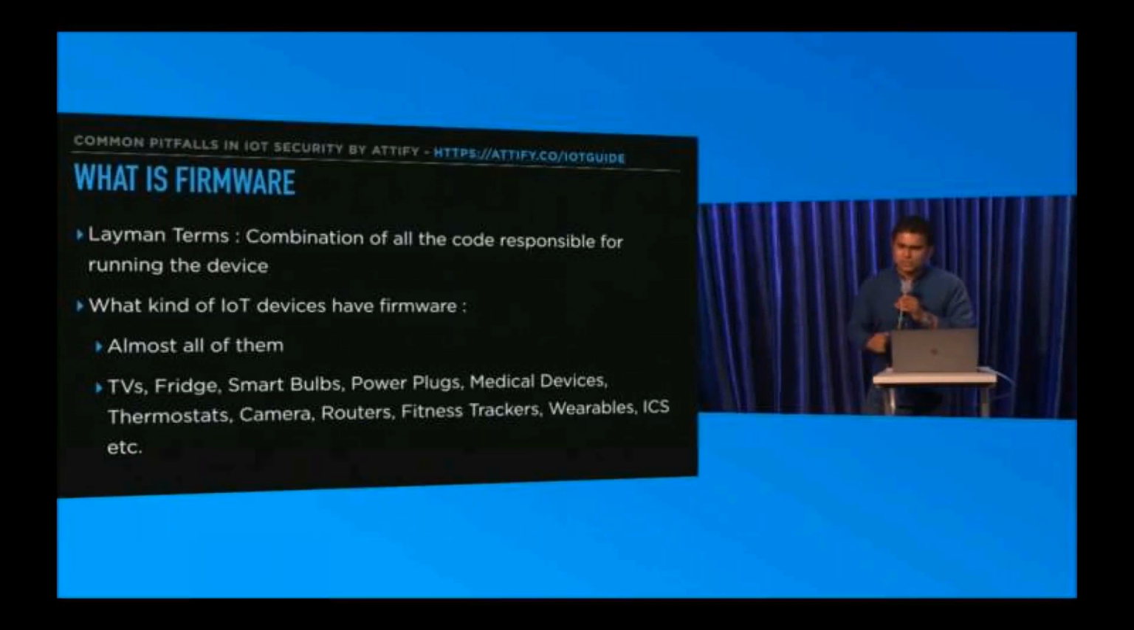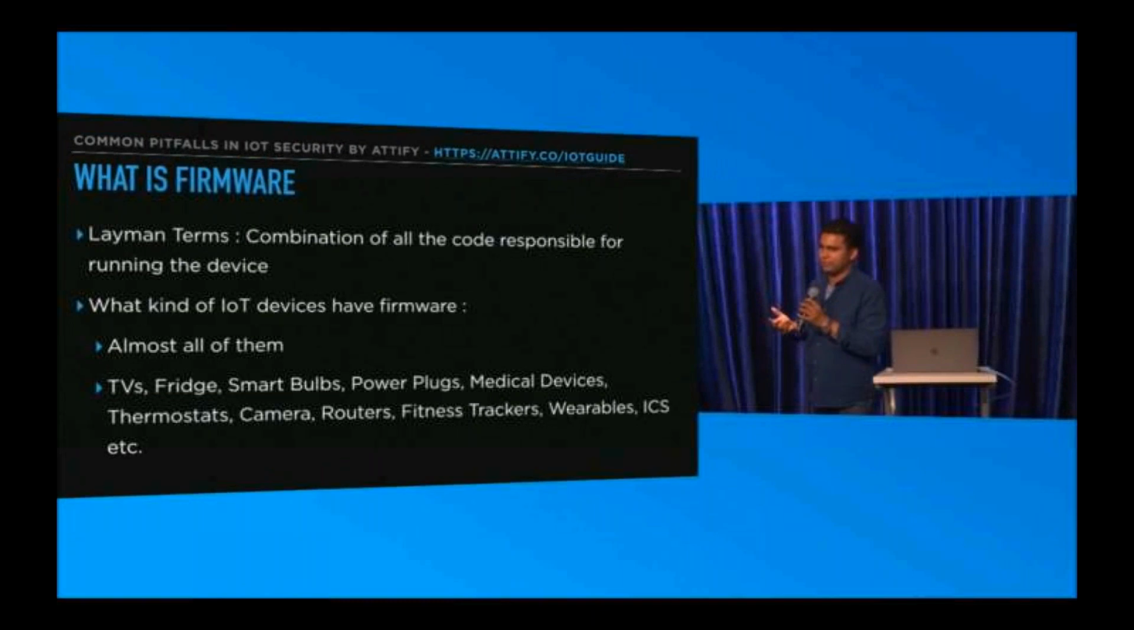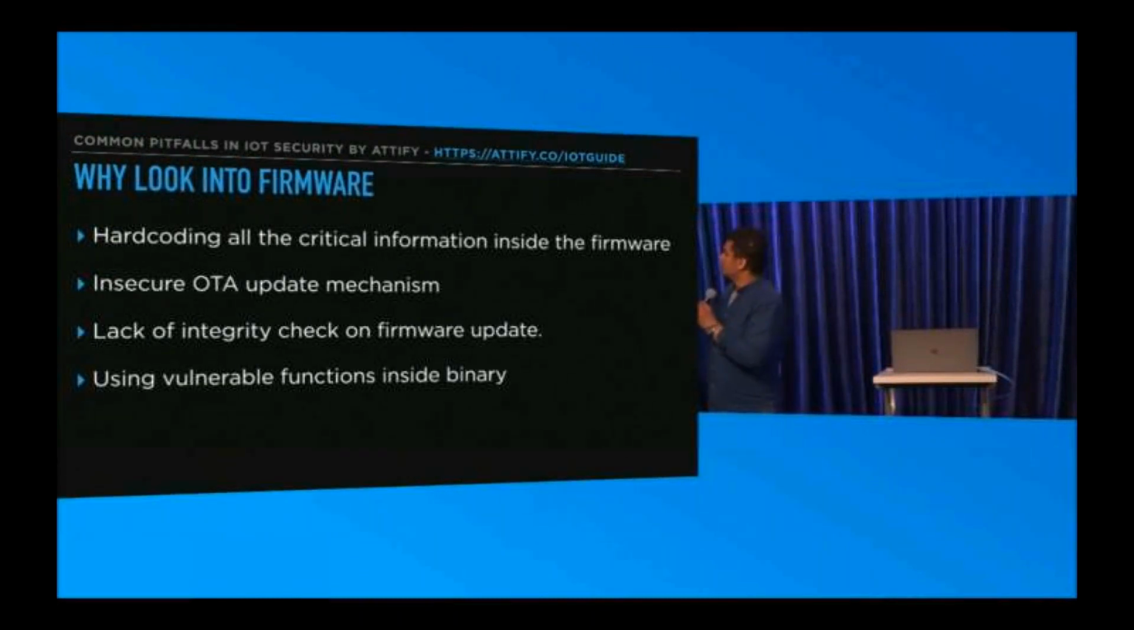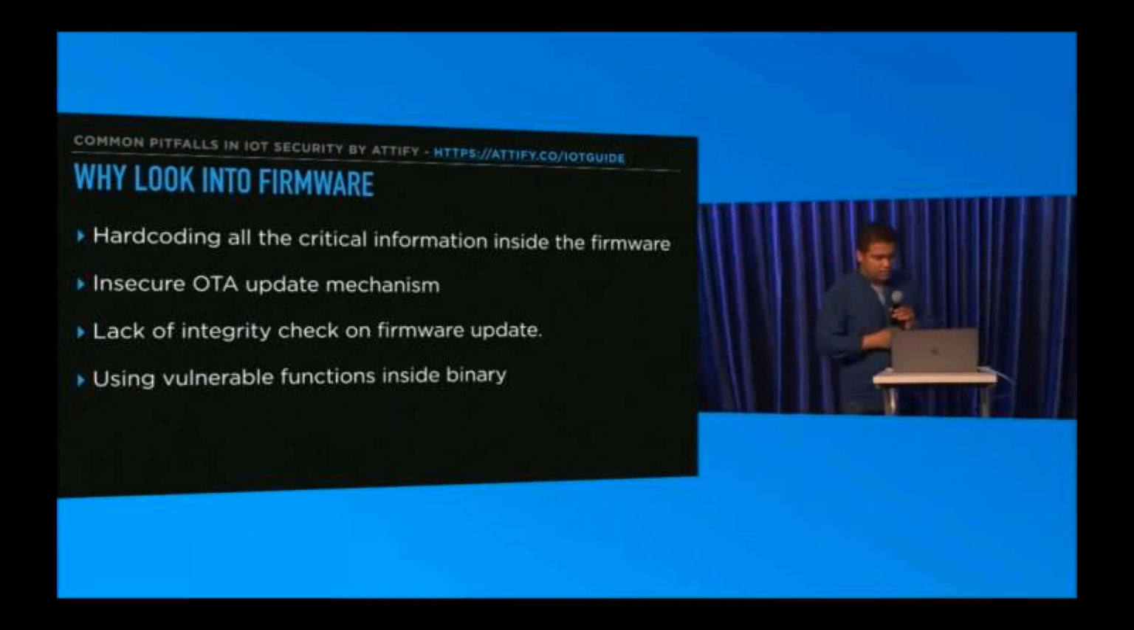So firmware, if you're not familiar with the term, is pretty much any kind of code that runs on the device. Almost any embedded device that you see will have firmware on it. And there are a number of ways to get hold of the firmware. One way is to get access to the device, open it up, look at the circuit board, figure out the storage place, like maybe an SPI chip or a NAND chip, and dump it from there. Or while the device is updating, you can sniff the firmware and have it stored somewhere.